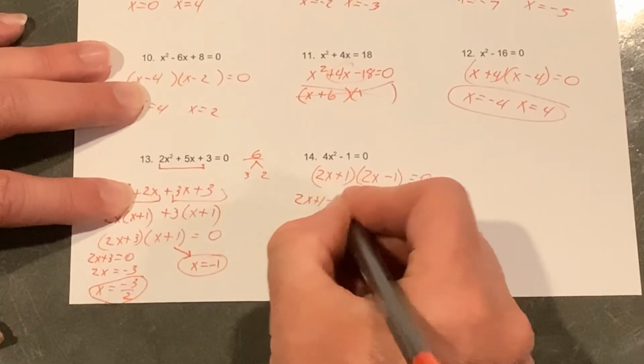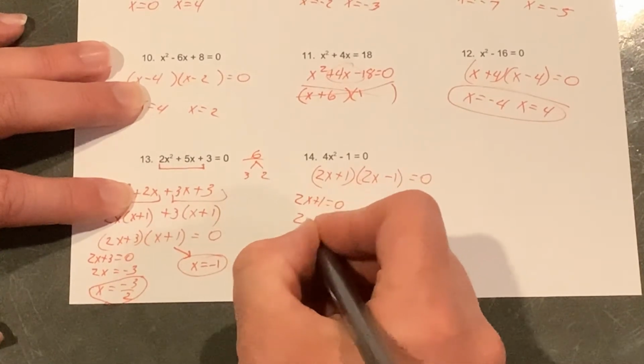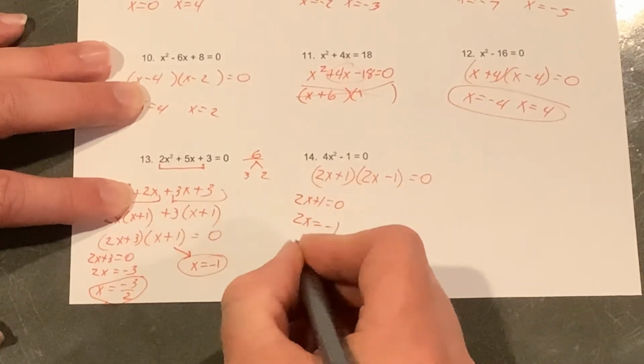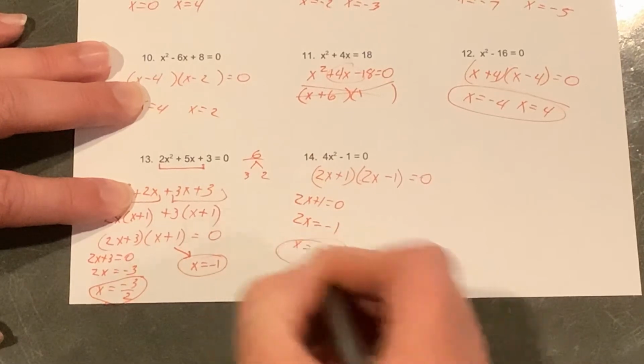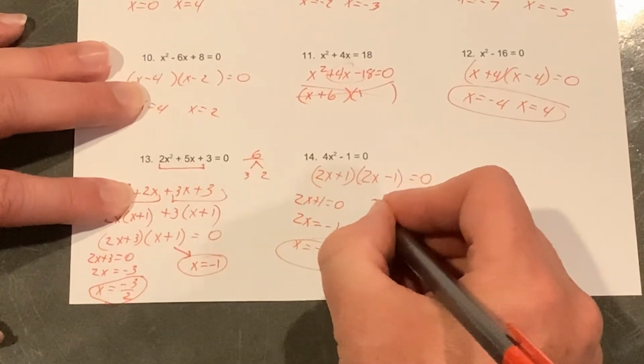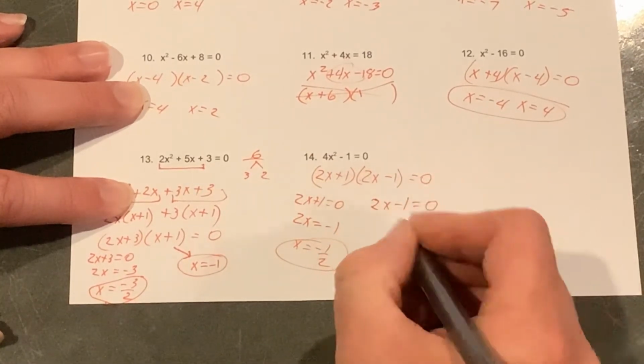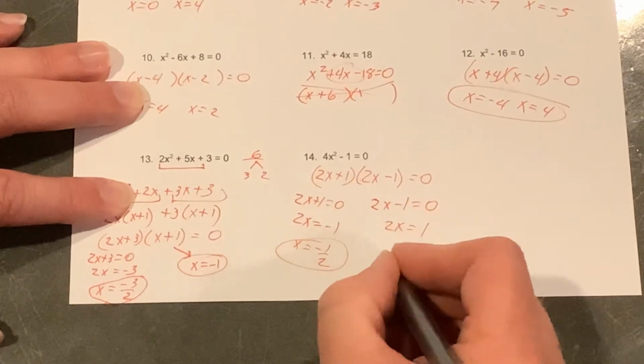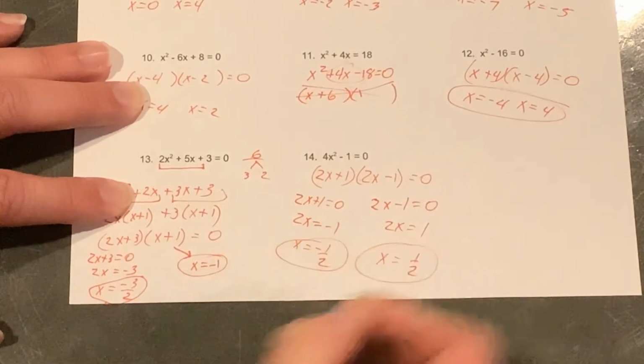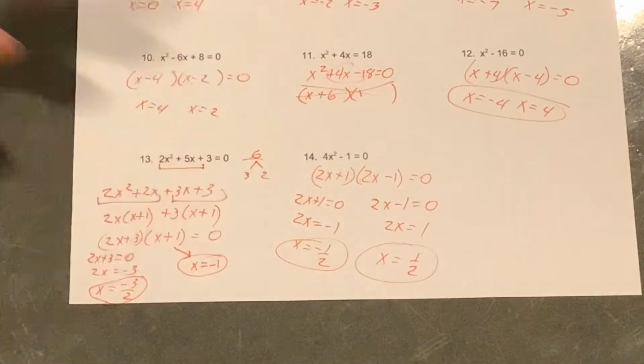So 2x plus 1 equals 0. I subtract 1. That gives me 2x equals negative 1. Divide by 2, I get x equals negative 1 half. Here I add 1, or I start off with 2x minus 1 equals 0. So 2x equals 1, so x equals a half. Okay, so those are your two answers.